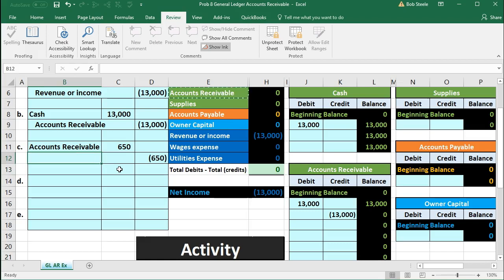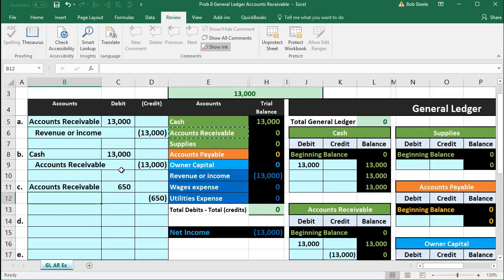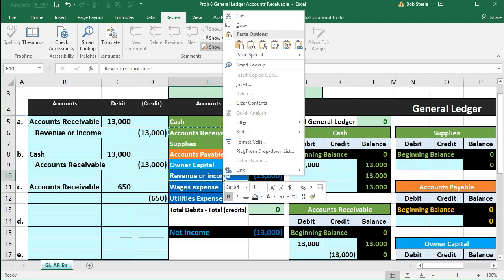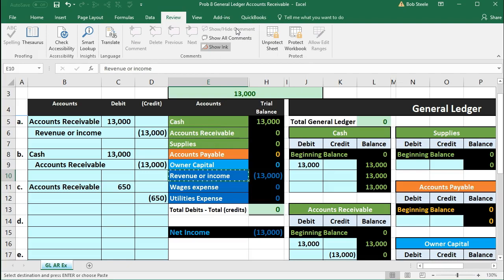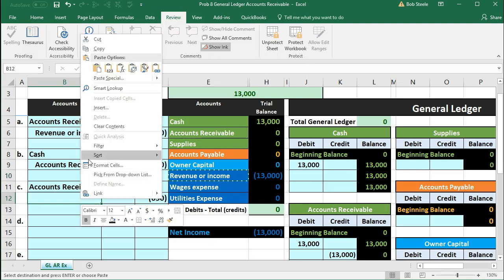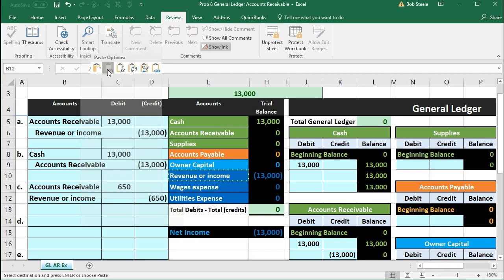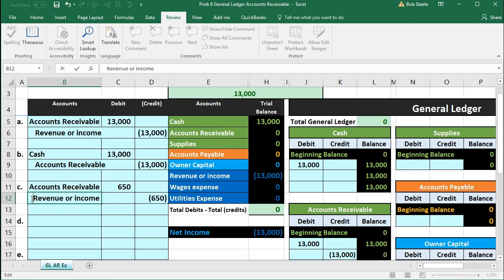Why are people going to pay us 650 in the future? Because we earned revenue. That's going to be this account, E10. Right click, copy. We're going to put that and paste it in B12. Right click and paste 1, 2, 3. Then we're going to double click right before the R and spacebar 3 times and enter.